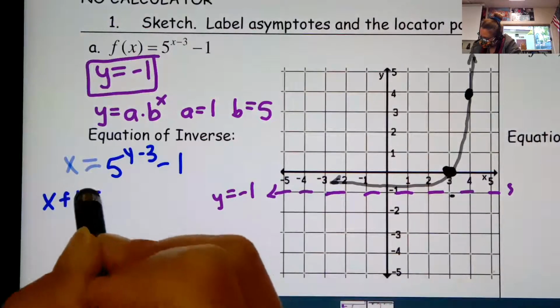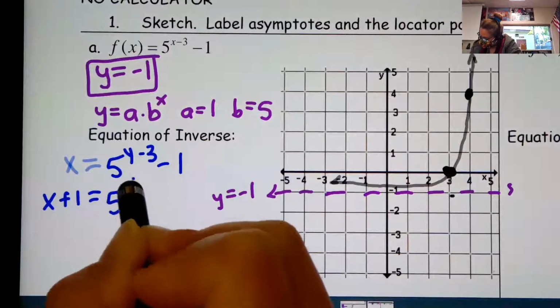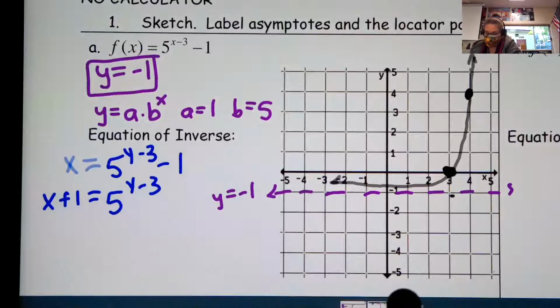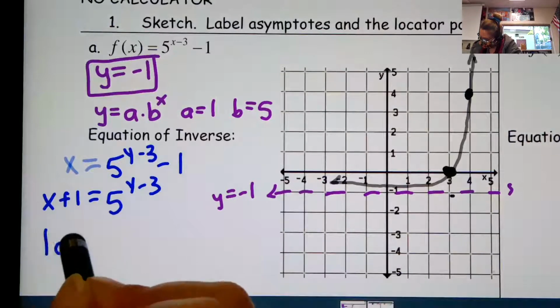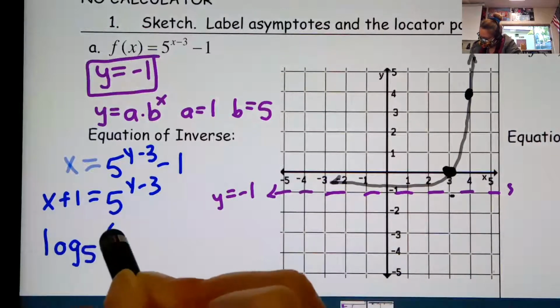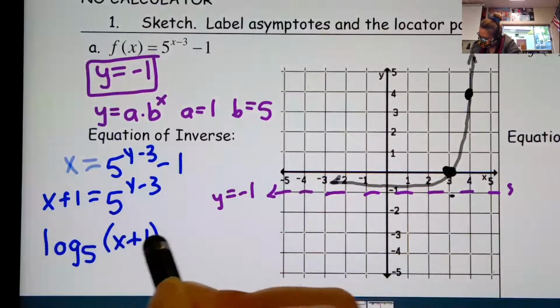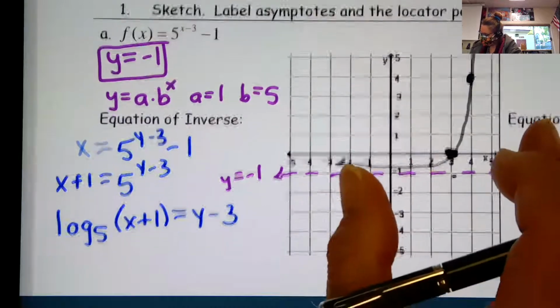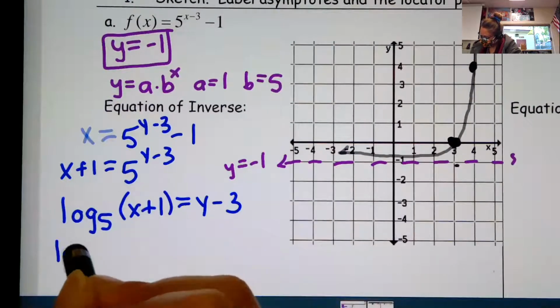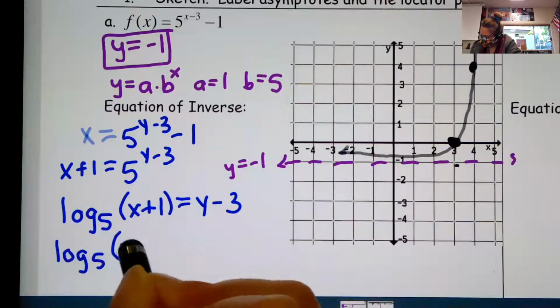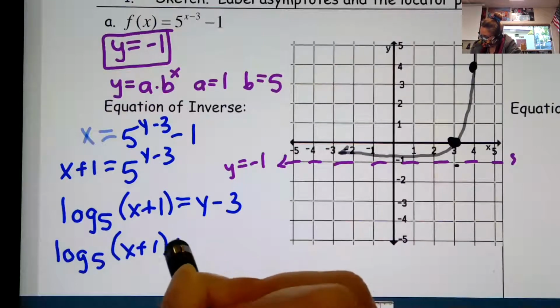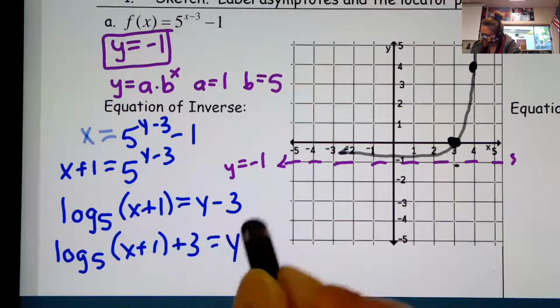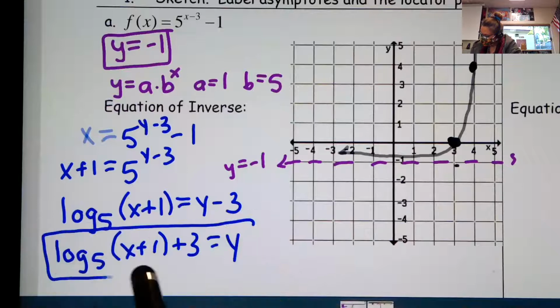Now that I have my base to the power, I can rewrite it in logarithmic form. So this is going to be log base 5 of x plus 1 equals y minus 3. Then the next thing I'm going to do is add 3. So I'm going to go log base 5 of x plus 1, plus 3 equals y. And that is going to be my inverse equation.